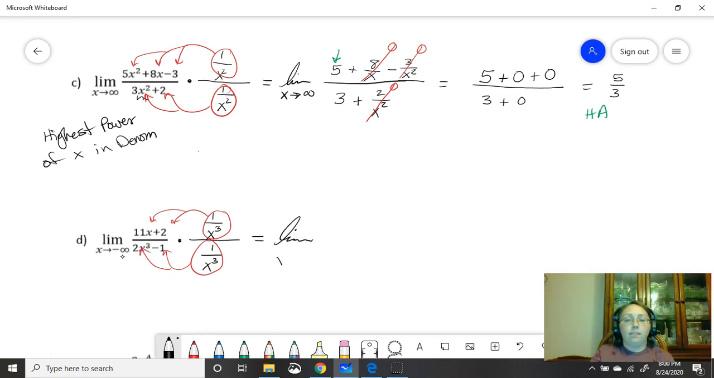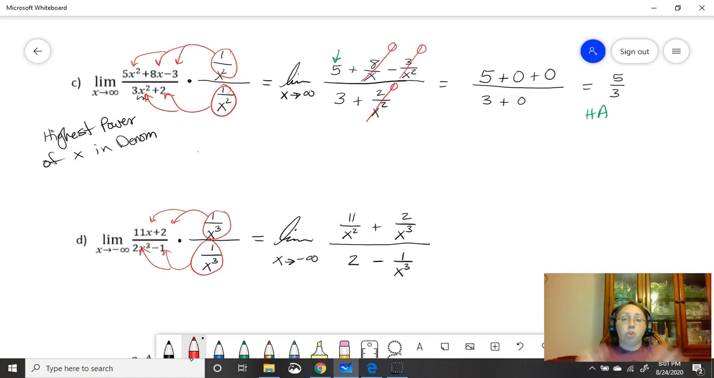So limit as x goes to negative infinity, 11x over x cubed. I can reduce that. So it's 11 over x squared plus 2 over x cubed. That one I can't reduce. Divided by, on the bottom, 2x cubed divided by x cubed. That's 2. Minus 1 over x cubed. Same thing as before. And I'll take the limit of each individual term and then just put them all together. So as x goes to negative infinity, all of these fractions, number divided by infinity, number divided by infinity, number divided by infinity, they all go to 0. And you end up with just 0 plus 0 over 2 minus 0.